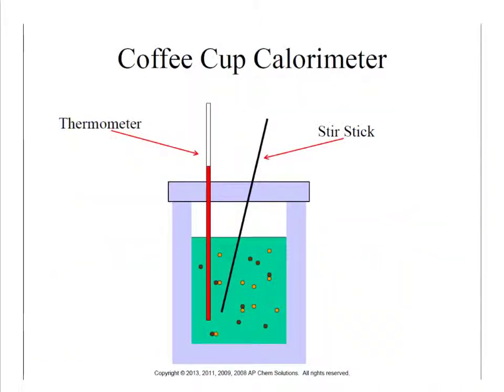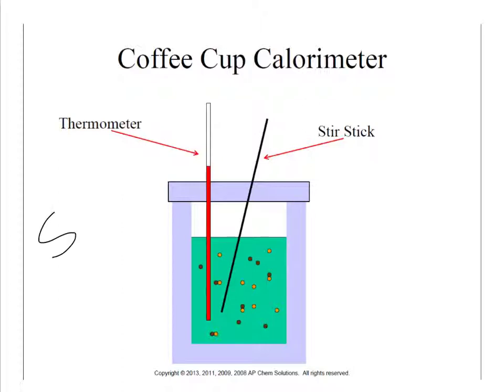And so here's what a coffee cup calorimeter would look like. And this is a nice, cheap, easy lab experiment that we can do. So what this uses is a coffee cup that's sealed off with usually a piece of cardboard, and you stick 2 holes in it. One is for a thermometer and one's for a stir stick. And then you do a reaction inside the coffee cup. So usually it's a reaction that involves solutions. So you mix 2 solutions together, and then you measure the change in temperature as those 2 solutions react.